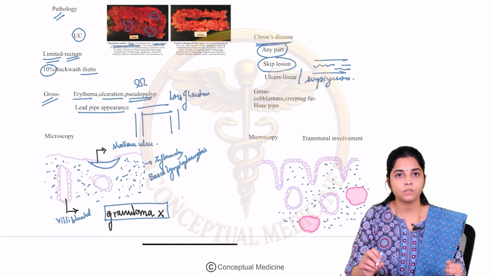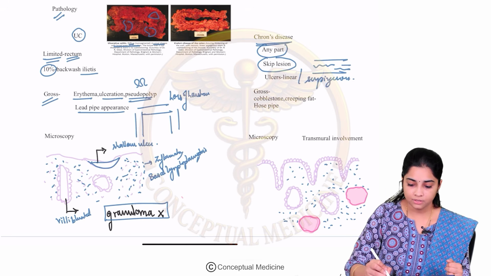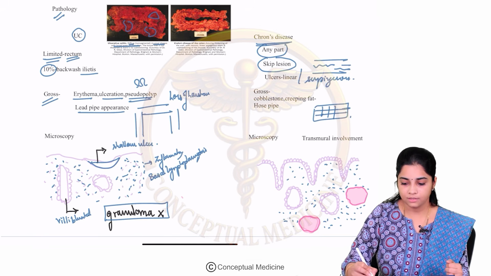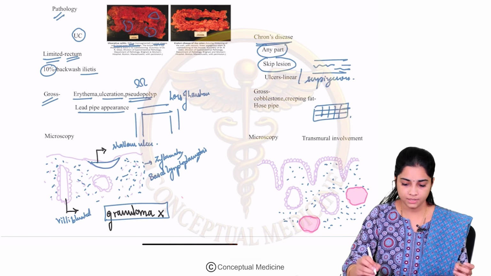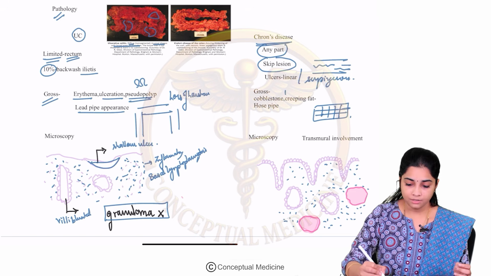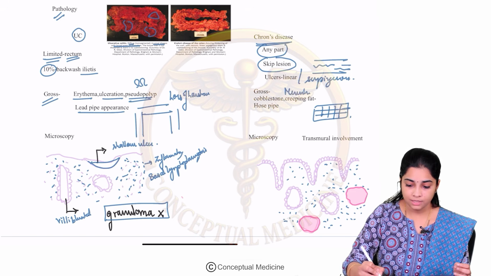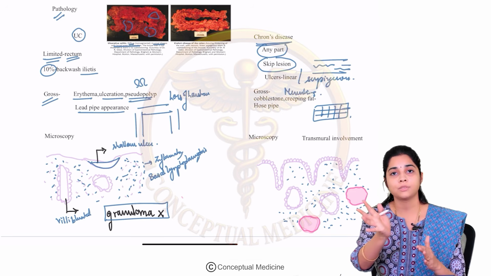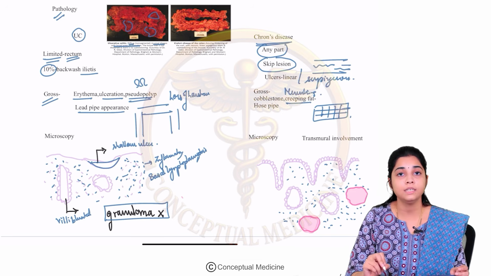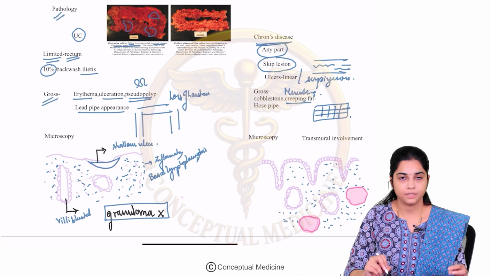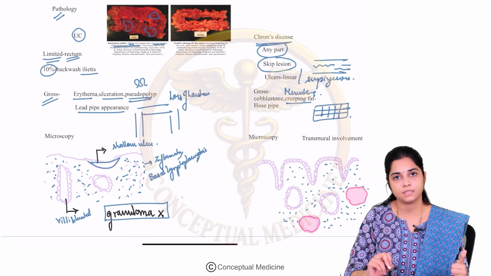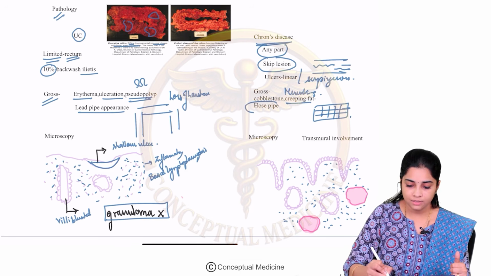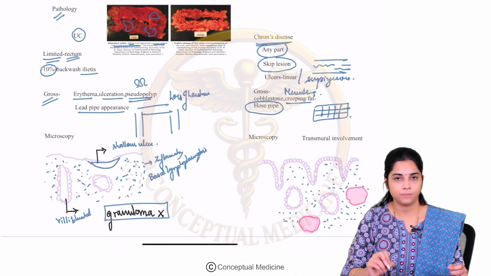On gross pathology, you can find a cobblestone appearance, right? You can find a cobblestone appearance, and you can find mesentery which is creeping over your intestine. So the mesentery is inflamed and creeps over the intestine, and this is what we call the creeping fat sign. Another sign is the hose pipe appearance of the colon.